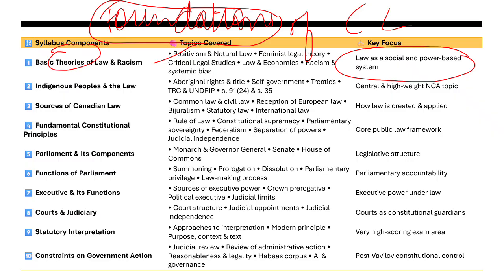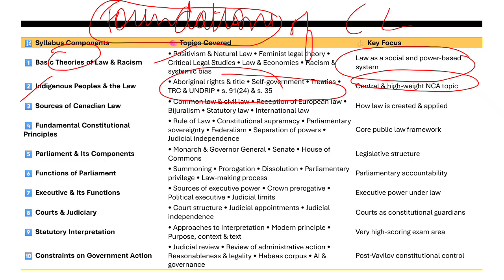Number two, Indigenous people and the law. You will definitely get a direct or indirect question related to this topic. So this is very important. It is a central and high-weight NCA topic, as I have mentioned here: Aboriginal rights and titles, self-government, treaties, TRC, UNDRIP. Then we have two important sections, 91(24) and 35. These will be the topics that you will be covering.